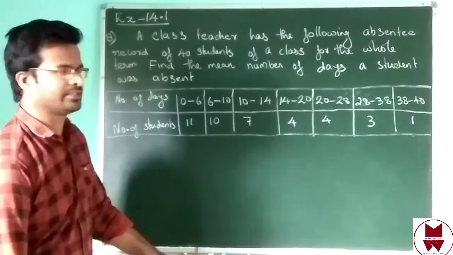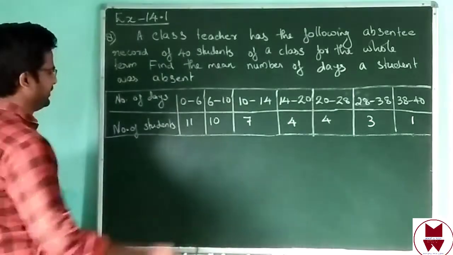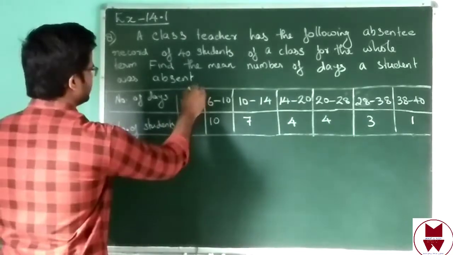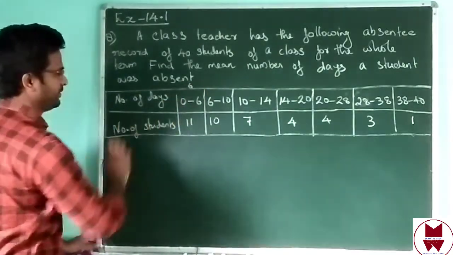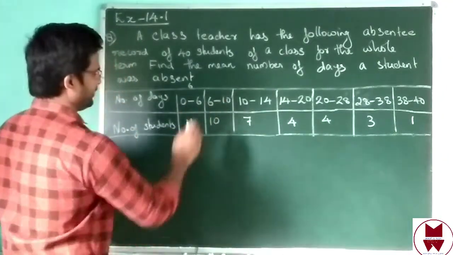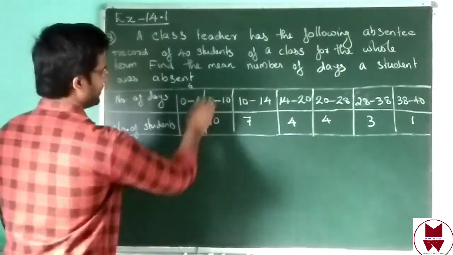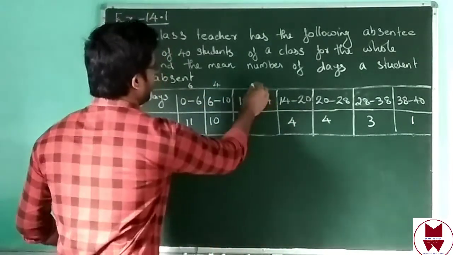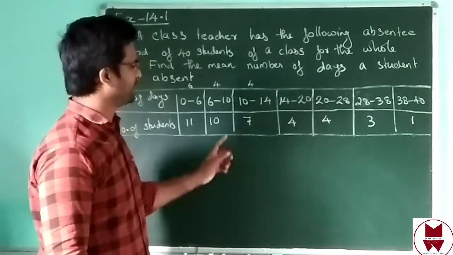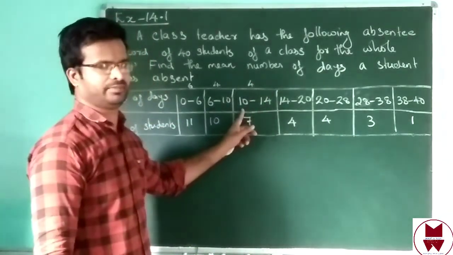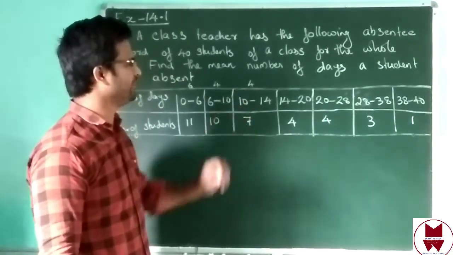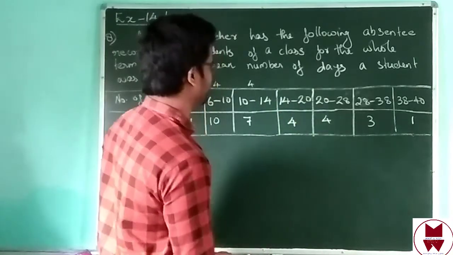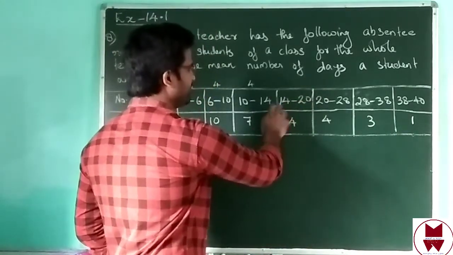Here, can you use the step deviation method? Second, what is the class width? 0 to 6. That means class width is 6, that is 6 minus 0. Then 6 to 10. What is the class width? That is 10 minus 6. You will get 4, isn't it? Then 10 to 14. What is the class width? Class width means the difference between the upper limit and the lower limit. Then 14 minus 10, you will get 4. Then in this case, 14 to 20. Class width we can find out as 20 minus 14.